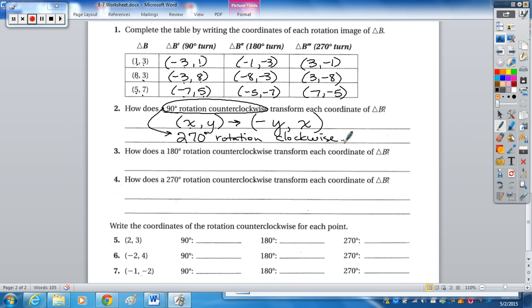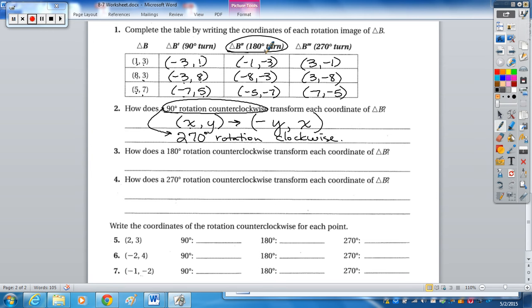Okay, you're no longer going counterclockwise, but clockwise. So understand that we can end up in the same spot by going 2 different directions. I hope that made sense. Now, for the 180-degree rotation, remember what I set up above, the 180-degree turn, clockwise or counterclockwise, we end up in the exact same location.